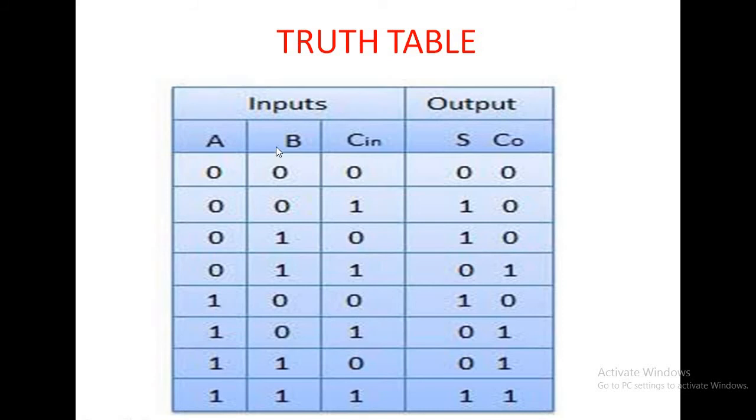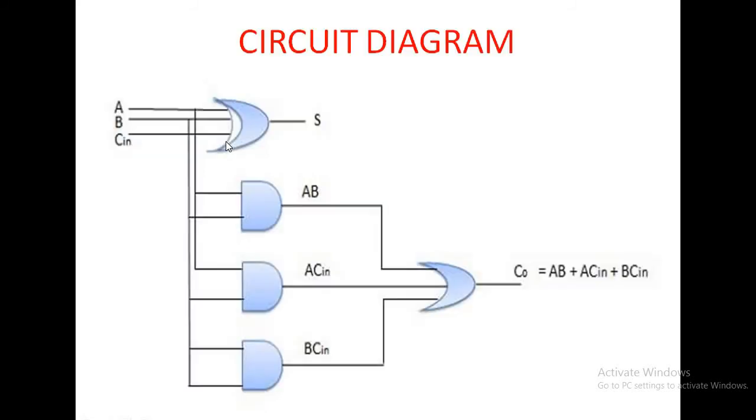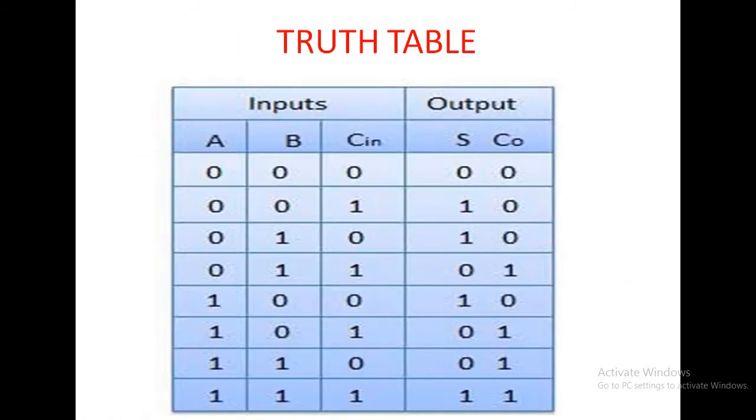So this is the truth table of your full adder. In the case of a full adder, 3 inputs are there. First thing is A, B, 2 inputs, and the third is the carry. If 3 inputs are there, how many combinations should be possible? 8 combinations should be possible, because 2 to the power 3 is equal to 8.